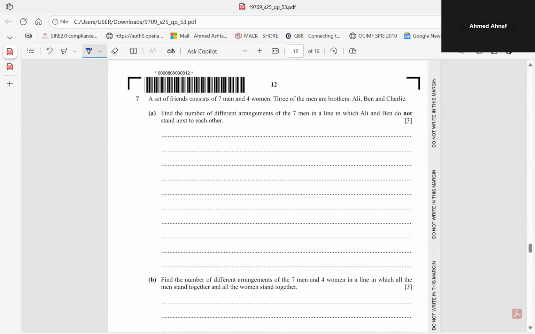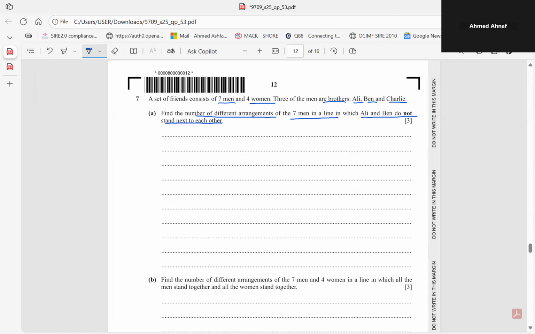Okay, so for this final question, we're told that a set of friends consists of 7 men and 4 women, and 3 of these men are brothers, Ali, Ben, and Charlie. For the first part, we have to find the number of different arrangements of the 7 men in a line in which Ali and Ben do not stand next to each other.